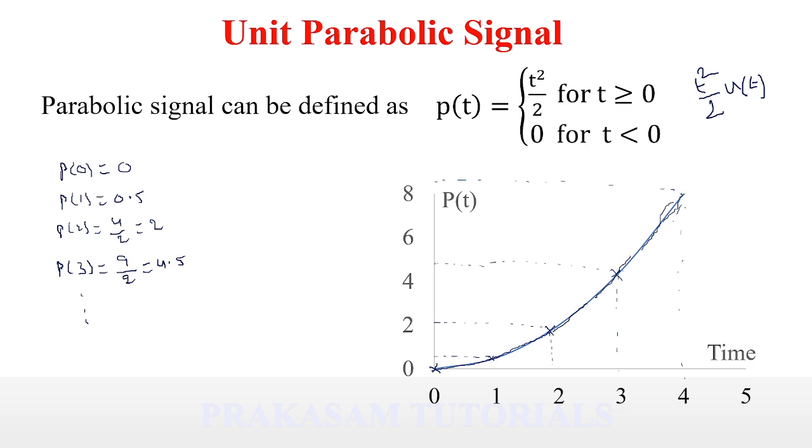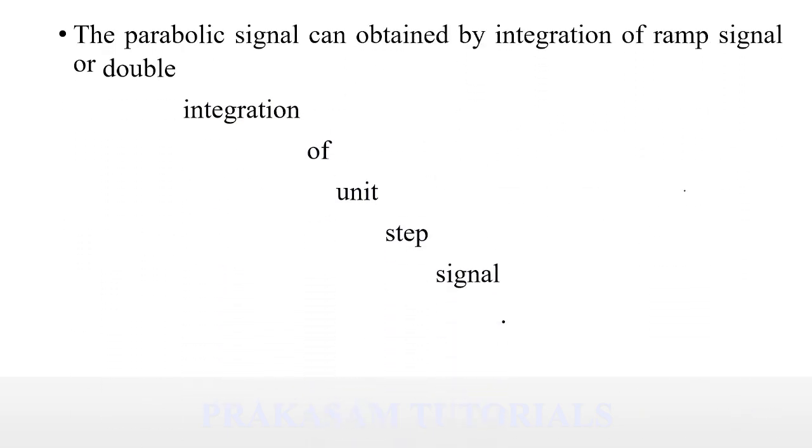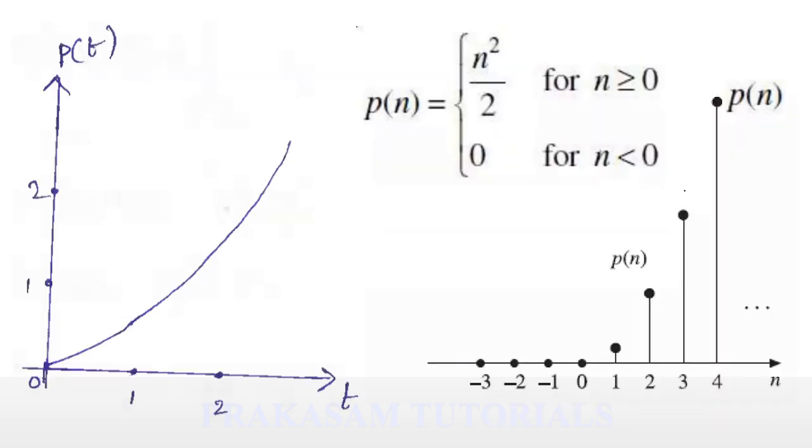So this is the concept of the continuous time unit parabolic signal. And next we'll discuss about discrete time unit parabolic signal. The discrete time unit parabolic signal is also called as unit parabolic sequence. So it is a unit parabolic signal which is defined only at discrete time instants for positive values of n.